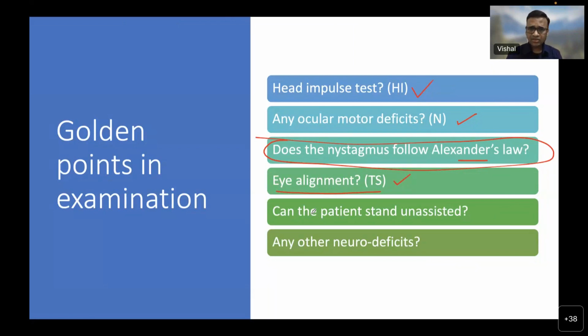And again, the test of skew: a patient having a skew deviation is a rare sign. It is not a very common sign, but it is seen. It is seen in patients with acute vestibular syndrome. We should be open enough to look for this sign, and we should not miss it. Even if it is obviously present, it should not be missed. Then the next is, can the patient stand unassisted? Are there any other neurodeficits?